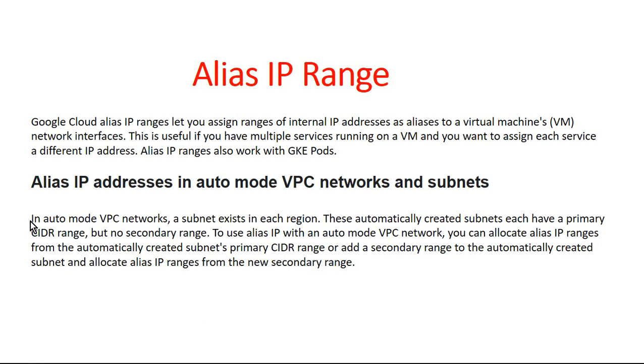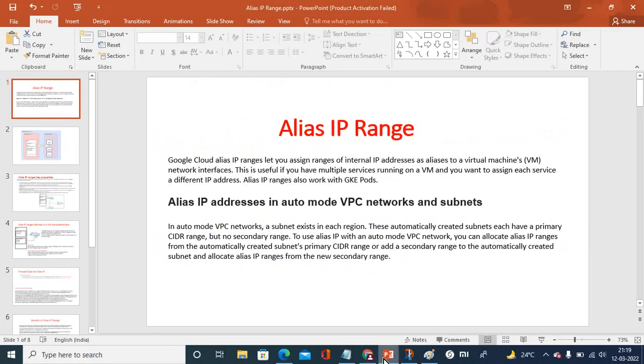I will show you after this slide. In an auto mode VPC network, a subnet exists in each region. These automatically created subnets each have a primary CIDR range only, but no secondary range. To use the alias IP with an auto mode VPC network, you can allocate alias IP range from the automatically created subnet's primary CIDR range, or add a secondary range to the automatically created subnet and allocate alias IP from the new secondary range. Okay, so I will show you first how we can create it.